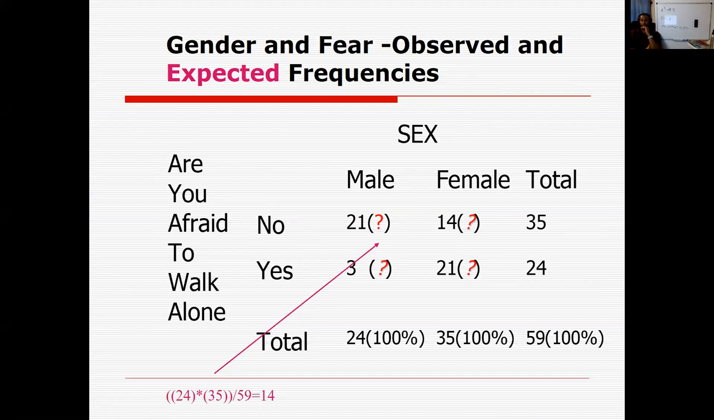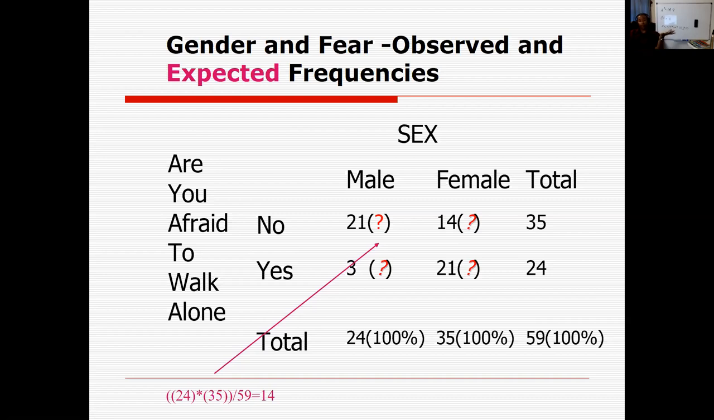So if we were to have taken 100 samples from a population where sex has no influence on whether or not you're afraid to walk alone at night, only 1 out of those 100 samples would have observed frequencies that much different from the expected frequencies.